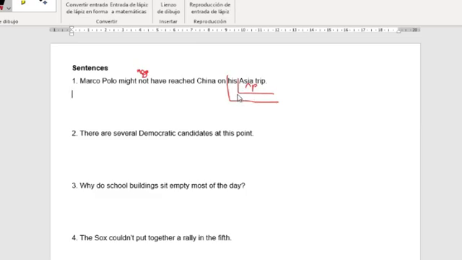Exactly. It's a preposition. Noun phrase object of preposition on. On his Asia trip, what? Prepositional phrase. Other PP, adverb of place. Okay. Reached what? China. Noun. China is what? Noun phrase, direct object. And here, might not have reached.